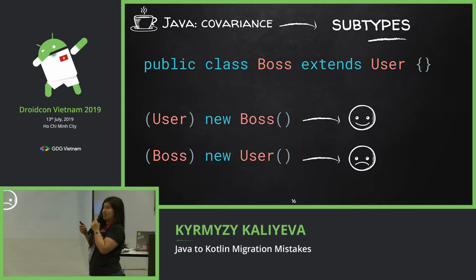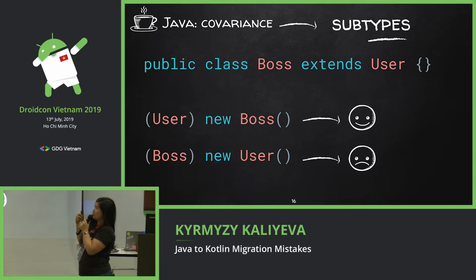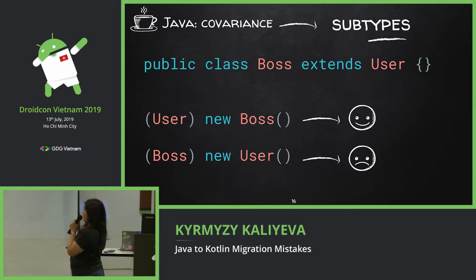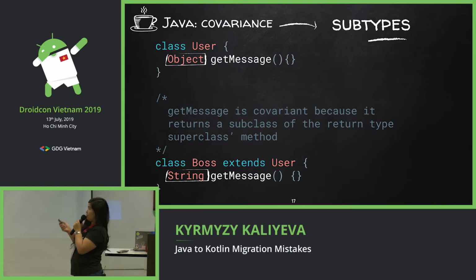Covariance is everything about the return type of a method. For example, we have this User class. It returns an Object from a get message method. And we have the child class Boss, and it's returning String. You can see User is the parent class, Object is the parent class, Boss is the child class, and String is a child class of Object. So this code can compile in Java, and it's called covariance. Is it understandable?